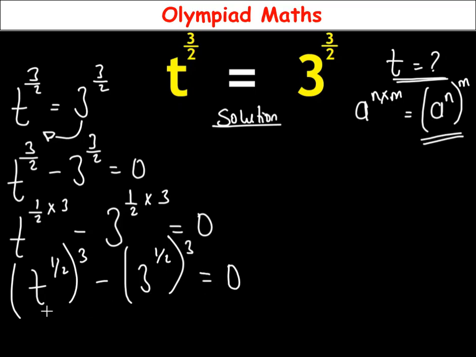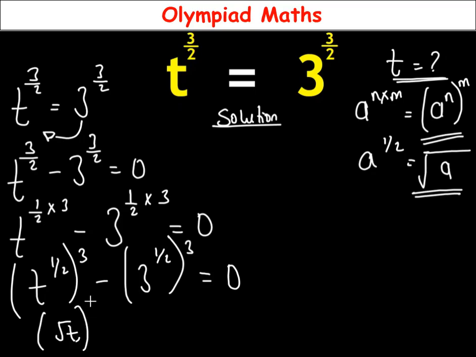At this junction, we're also going to apply a principle of indices, that if you have a raised to power half, this is equal to square root of a. Now applying this principle right here, this then becomes, in brackets, square root of t, all raised to power 3, then minus, in brackets, square root of 3, all raised to power 3 is equal to 0.